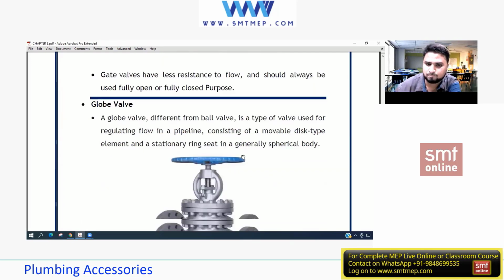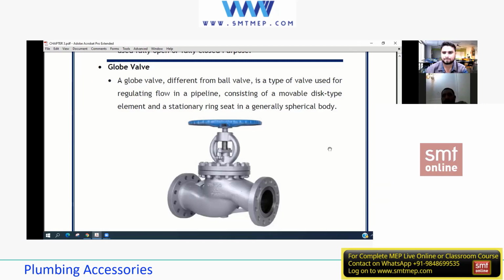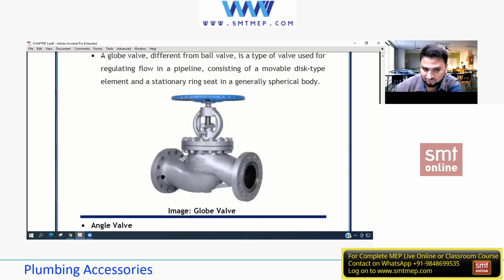Now the globe valve, where do you see the globe valve? For the higher flows. Yes or no? And anyone who has seen Swadesh can identify it. Swadesh movie, man, right there. So this is a globe valve where you can regulate. It's a regulating valve for a higher flow.